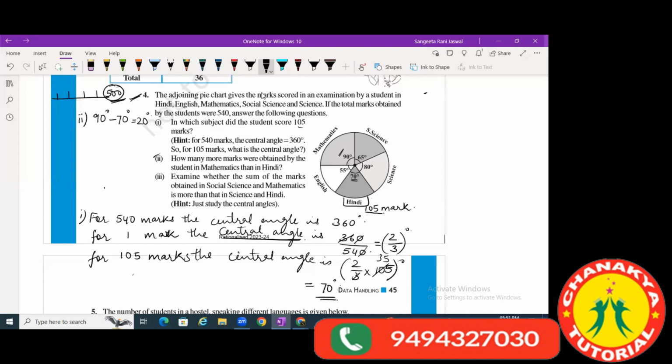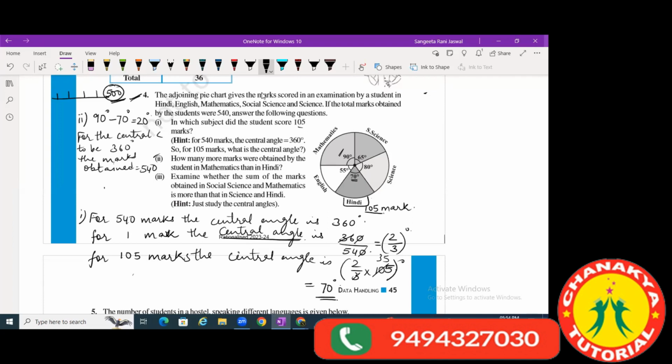Now, for this, we can take it another way. We can say if the central angle is 360, just write down, for the central angle to be 360, the marks obtained should be 540. The marks obtained is 540 for the central angle to be 360. The marks should be 540, no? Then only the central angle will be 360.